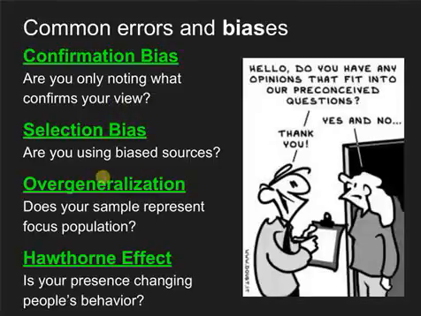Or selection bias, a more general issue when doing research of picking biased sources of information. Such errors can lead to overgeneralization, or wrongly assuming your sample is more reliable to a larger population than it is. And finally, we have to be aware of the Hawthorne effect, the tendency of people to act differently when they know they're being studied.